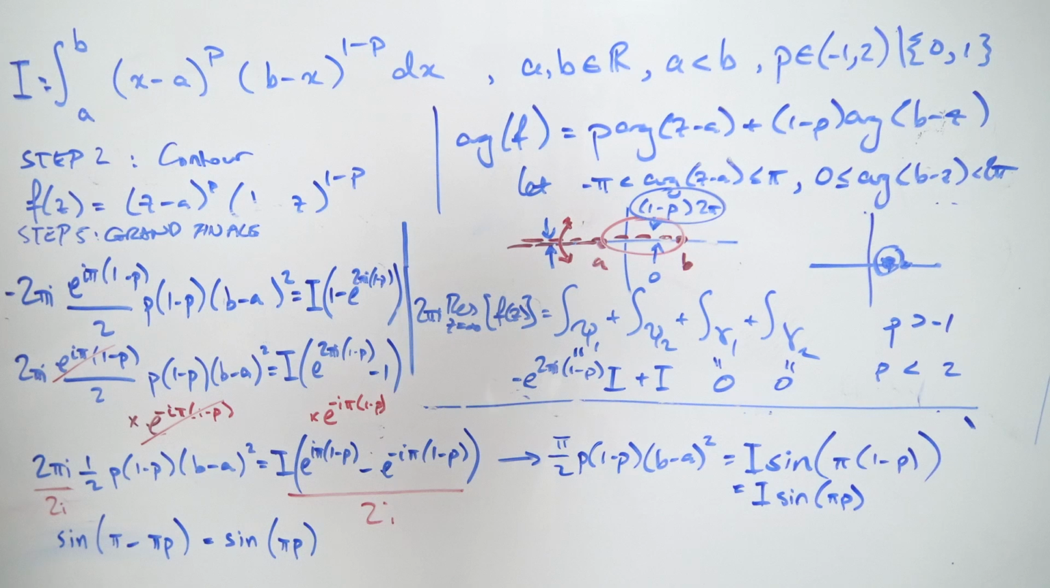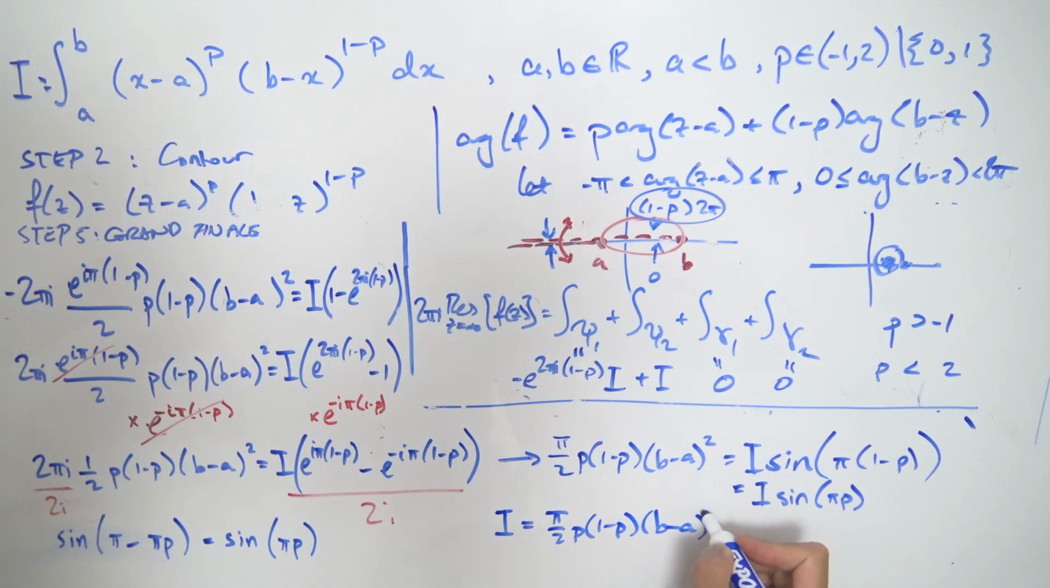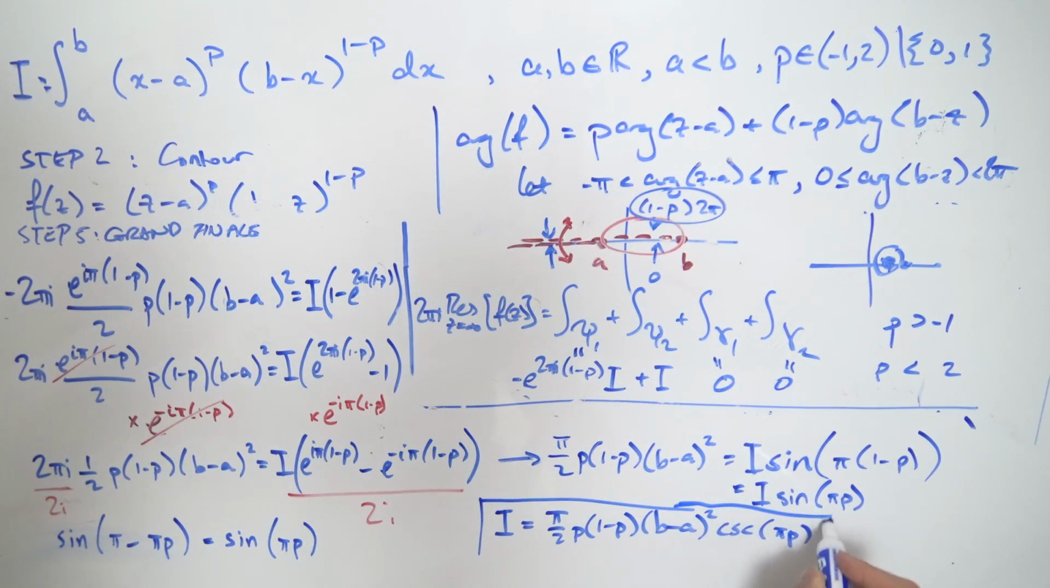And all that's left to do is to divide both sides by sine, or multiply by the cosecant of πp, if you want to do it that way. So we find that i is equal to π over 2 times p(1−p)(b−a), but the whole thing squared, times the cosecant of πp. And that is the final result for today's video. We've found the value of i, which is exactly the integral we started off with.